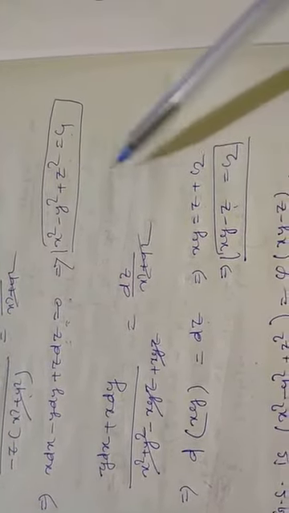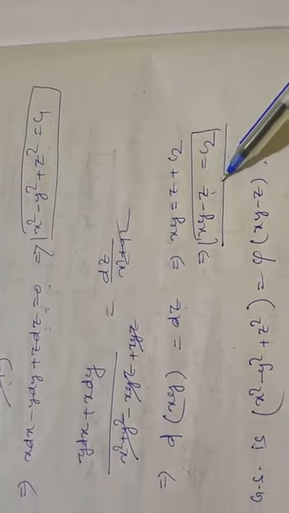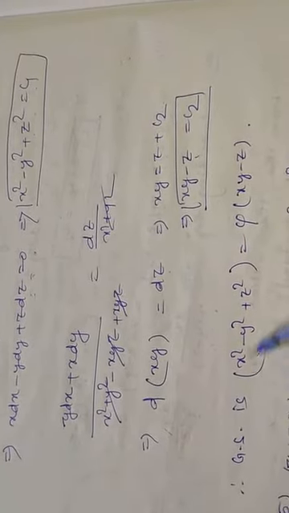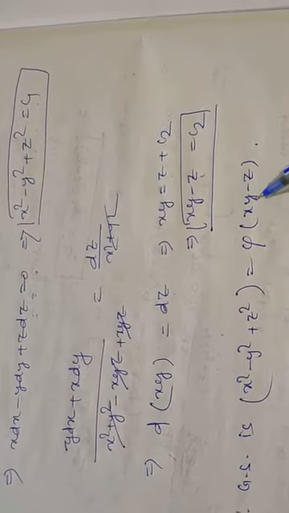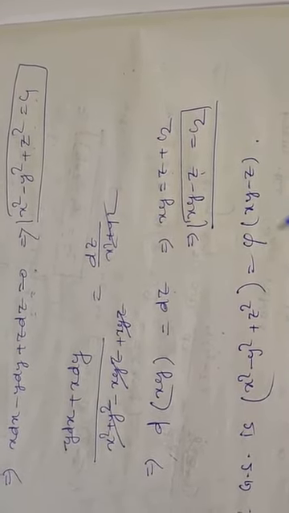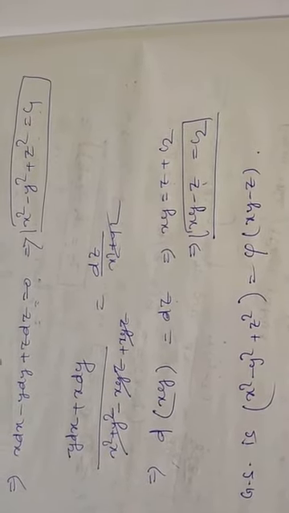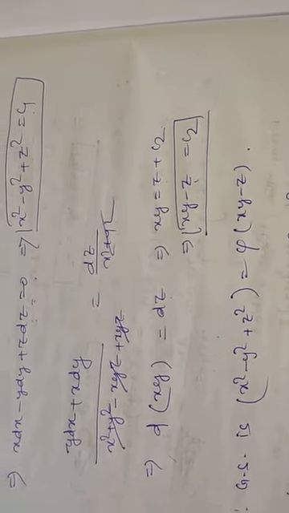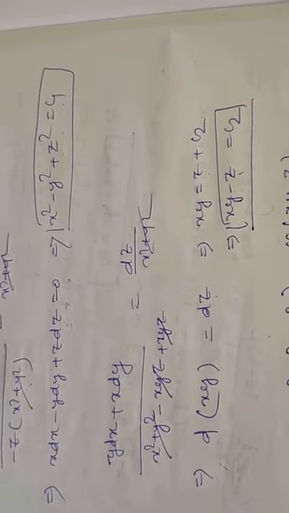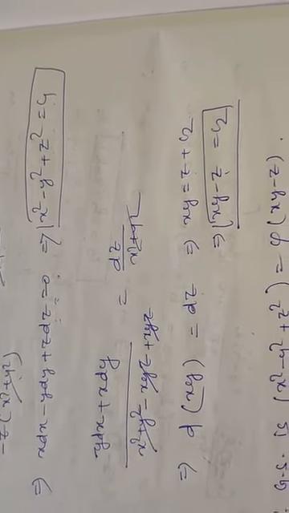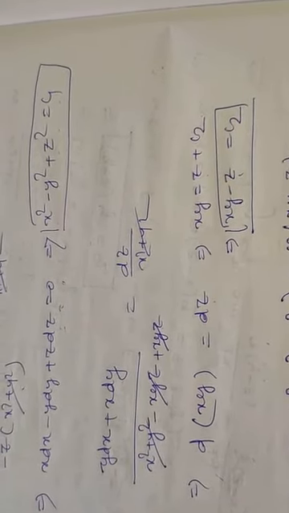So we get two relations. Hence the general solution is x² − y² + z² = φ(xy − z), where φ is an arbitrary function. In this way we solve the Lagrange equation, which is a partial differential equation of first order linear.